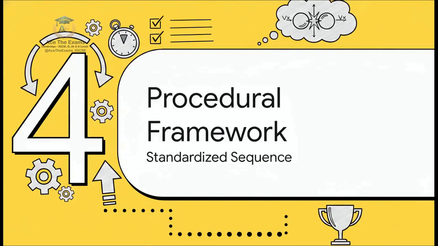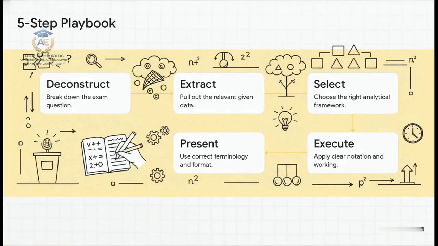Which brings us to Section 4, the procedural framework. So how do we guarantee we get every single one of those method marks? We use this 5-step master recipe.